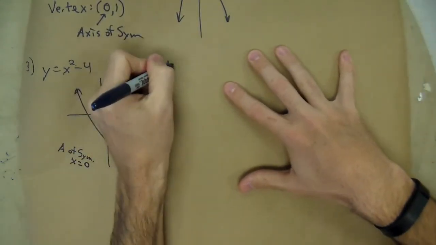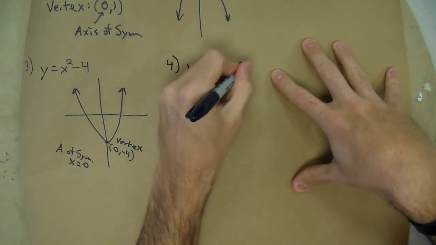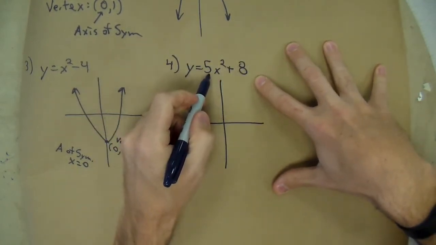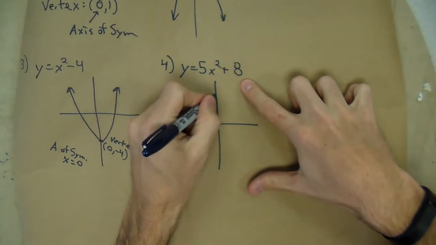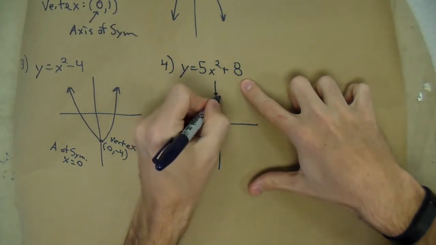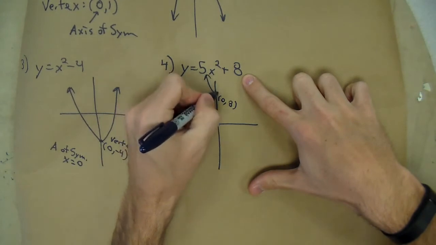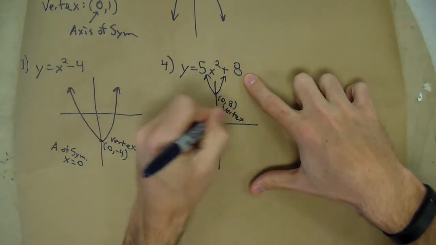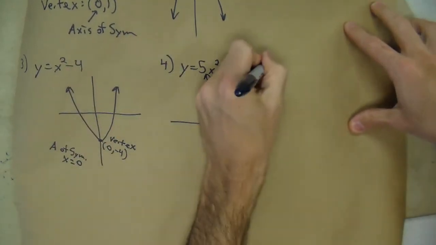Number 4, we get y equals 5x squared plus 8. Now, the 5 indicates that it's going to be more narrow because it's being stretched up and pushed together. The 8 tells us our y-intercept is going to be up here at 0, 8. Positive 5 says it's going to be opening up. So our vertex is 0, 8, and our axis of symmetry is x equals 0.